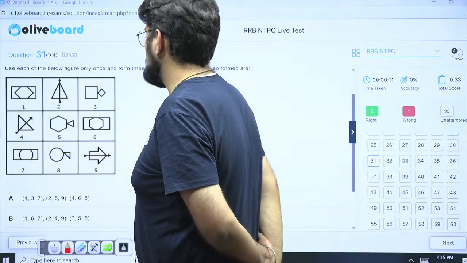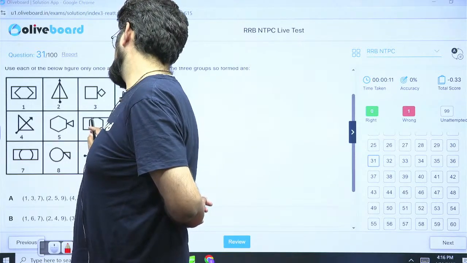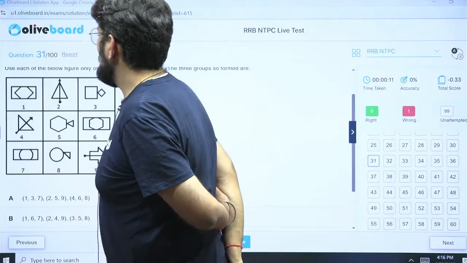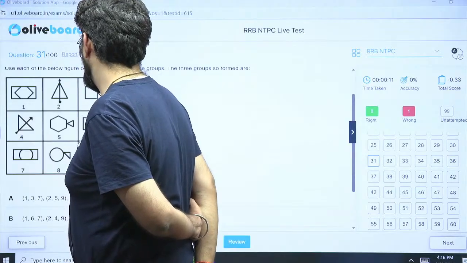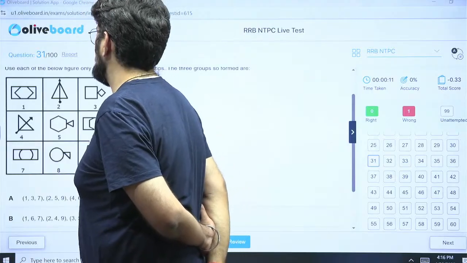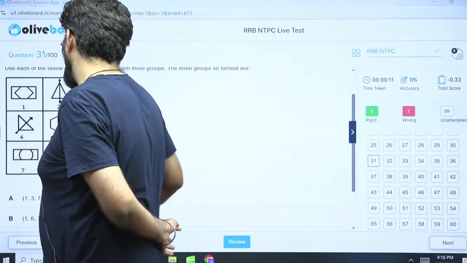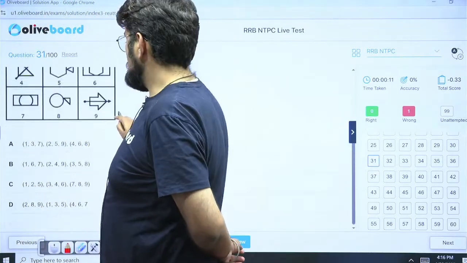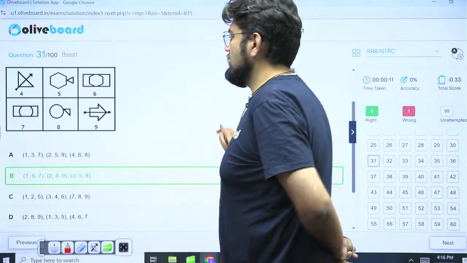Now here, partially, within this rectangle, there is a circle, an octagon, and a hexagon. Hexagon, octagon, and partial circle we have here. Or maybe this is a partial hexagon and partial rhombus or whatever. The corners are cut. So within a rectangle, these three will be the same. So 1, 6, and 7 will be the same. For 1, 6, and 7, we have only one option, is it? That's the correct answer. That's simple.